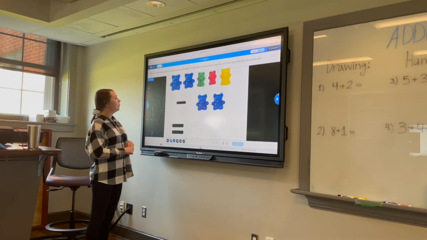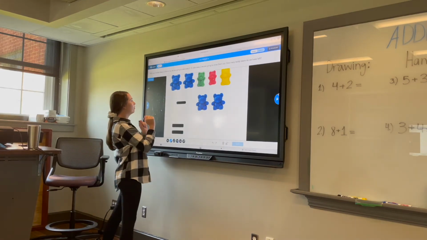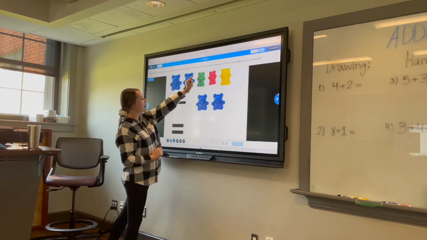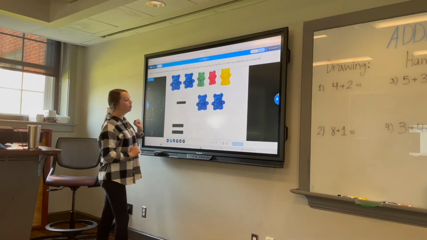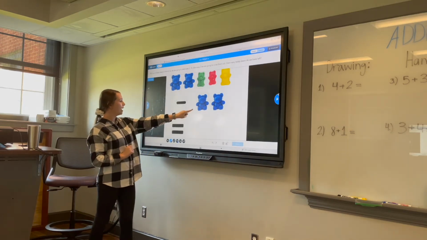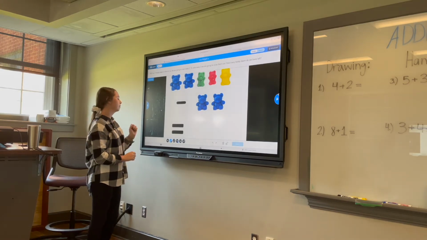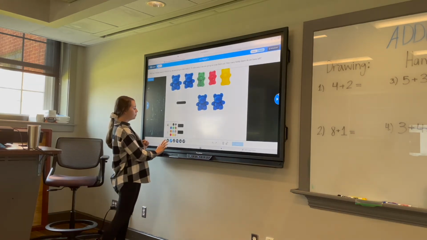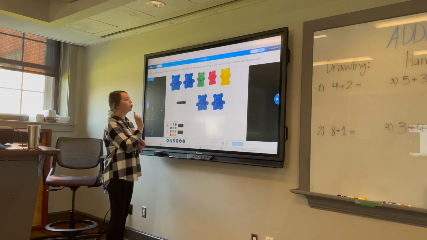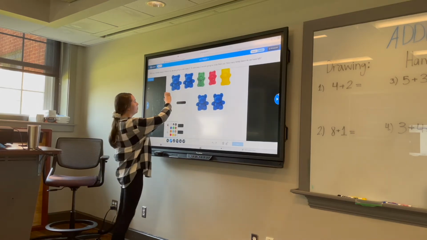Okay, so now we can see that we have 5 teddy bears in front of us. 1, 2, 3, 4, 5. And our problem tells us we're going to take away 2 teddy bears. It tells us we're taking away the 2 blue teddy bears. So to help us solve this problem, we are going to cross out the 2 blue teddy bears.